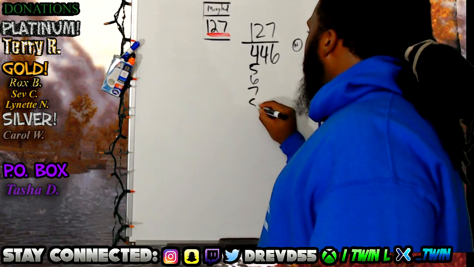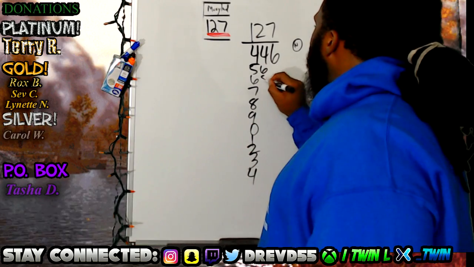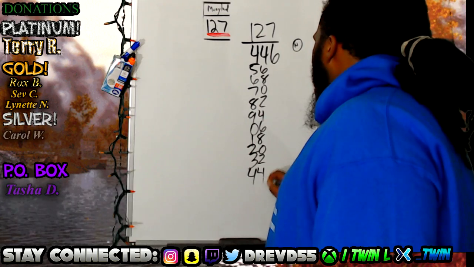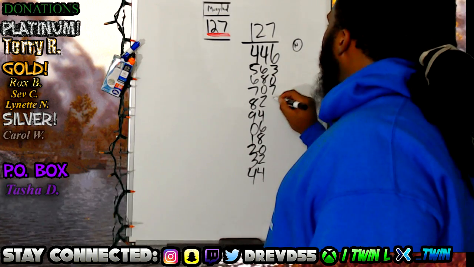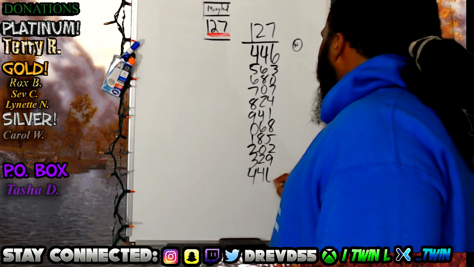5, 6, 7, 8, 9, 10, 11, 12, 3, 4, right? 6, 8, 10, 2, 4, 6, 8, 10, 2, 4, right? 3, 0, 7, 4, 1, 8, 5, 2, 9, 6, right?